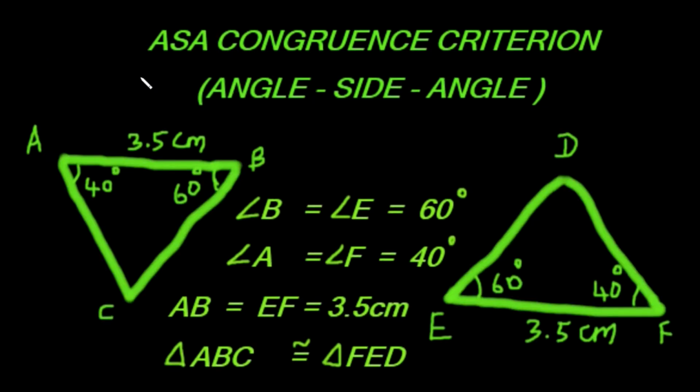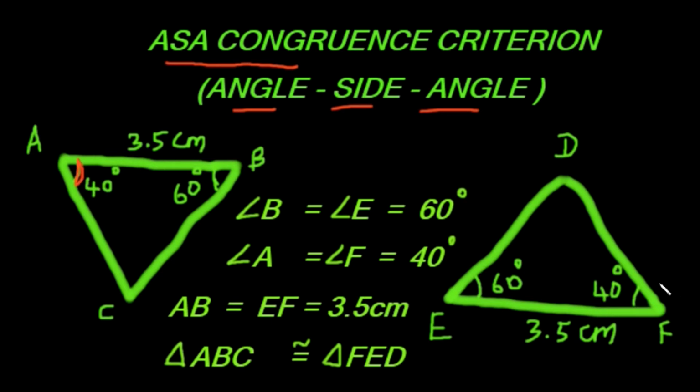The third type of congruence criterion is the ASA congruence criterion. ASA stands for angle, side, angle. Now, look at these two triangles, ABC and DEF. When you have a closer look, we observe that angle A is 40 degree.